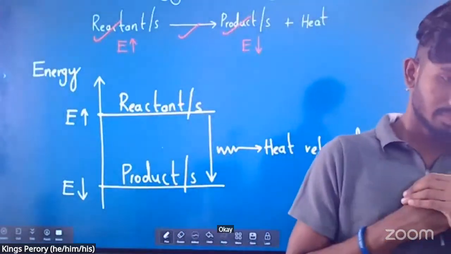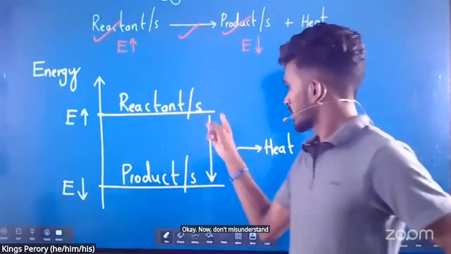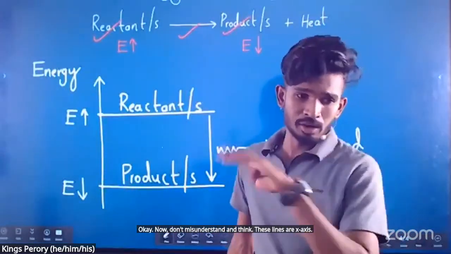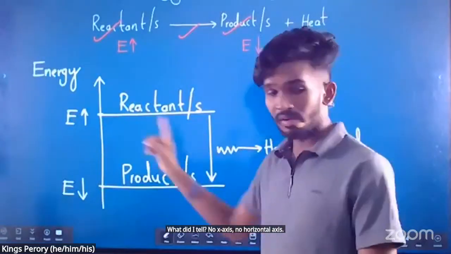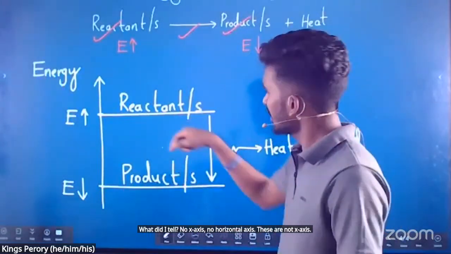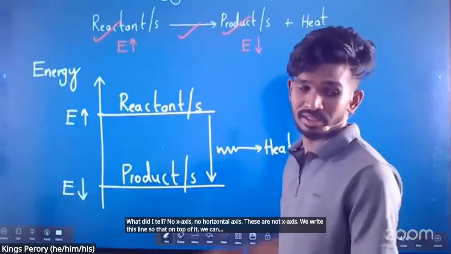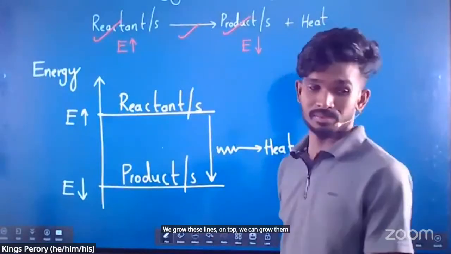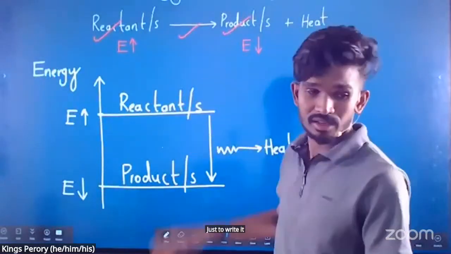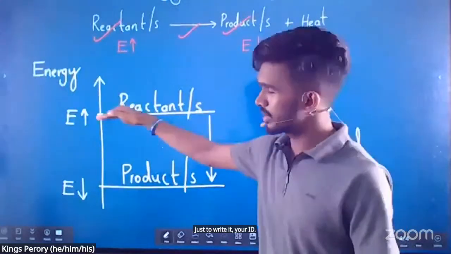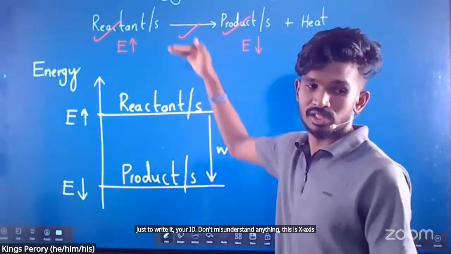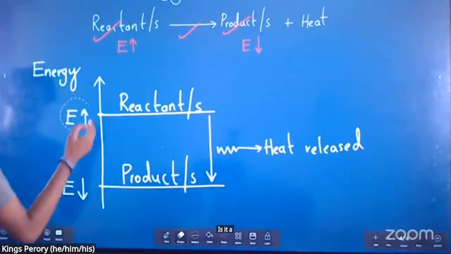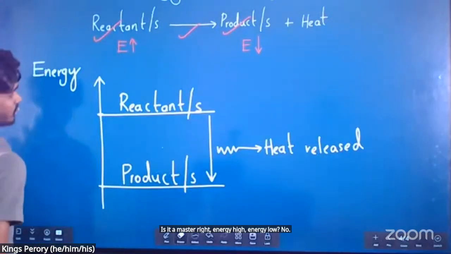Now don't misunderstand and think these lines are the x-axis. What did I tell you? No x-axis, no horizontal axis. These are not the x-axis. We draw this line so that on top of it we can write the reactants, and this line so we can write the products. Is it a must to write energy high, energy low? No, you don't need to write.